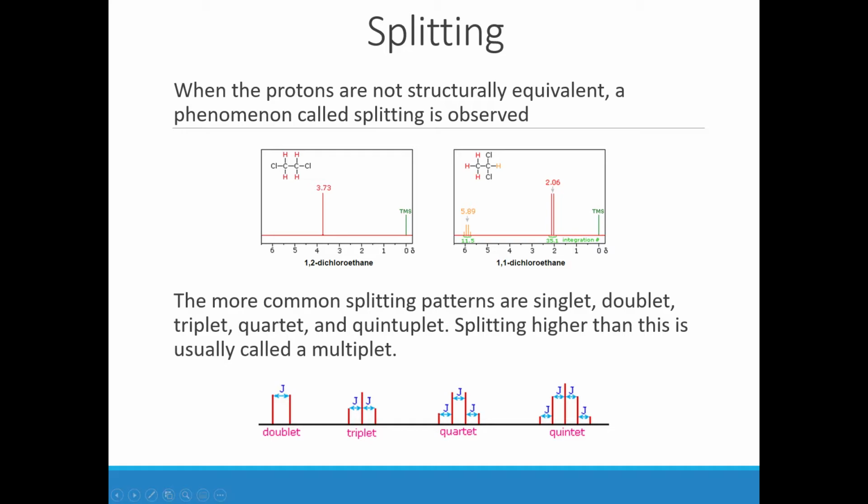Something else you'll see on an NMR spectrum is splitting. You can see that here we have one line, but in these other examples, we could have 2, 4, 5, and this all really depends on the amount of neighboring hydrogens that exist in the molecule. The more common splitting patterns are singlets, doublets, triplets, quartets, and quintets. Any splitting that is higher than this is usually called a multiplet.